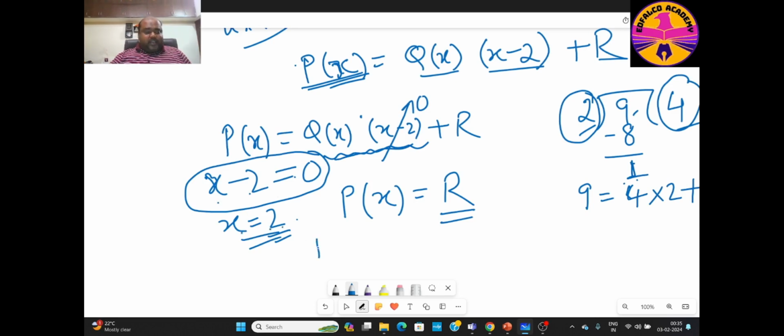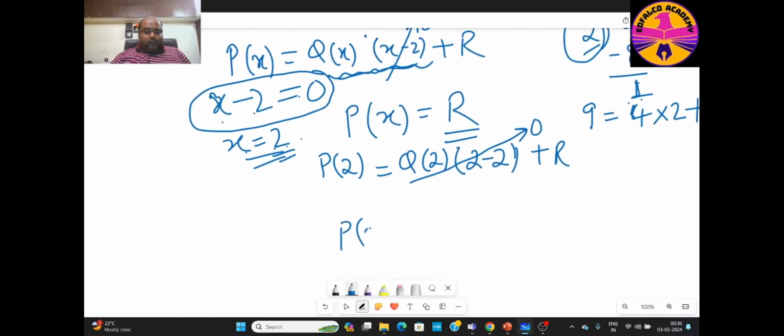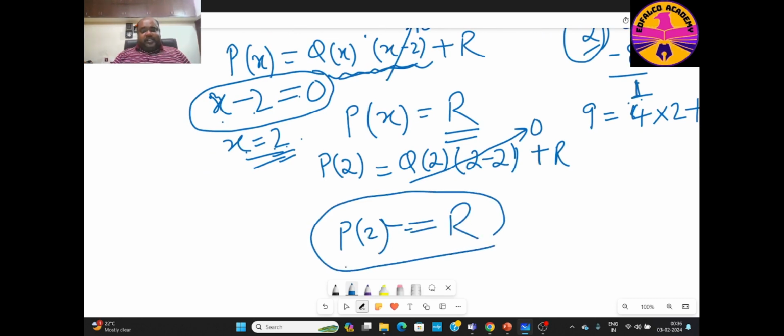So the moment I substitute x as 2, p of 2 on the left hand side is equal to q of 2 into 2 minus 2, which is x minus 2, plus r. So 2 minus 2 becomes 0. This entire term becomes 0. So we basically get p of 2 equal to r, and that's what we are seeing: if we equate x minus 2 to 0, we get x is equal to 2. If we just put the value 2 in the polynomial, what we will get is basically the remainder. That's what the remainder theorem was telling, and that's what we can see from here as well, why it is happening.